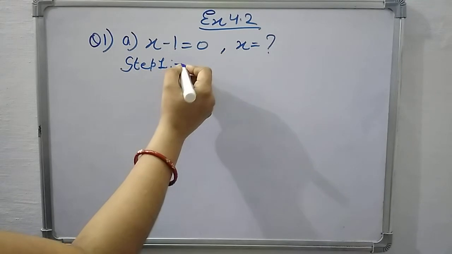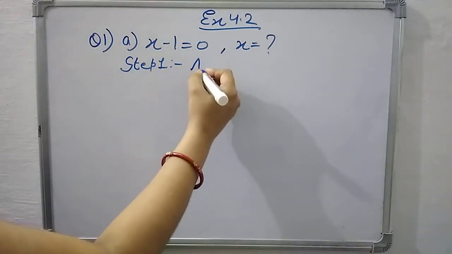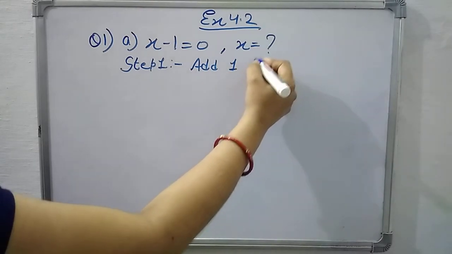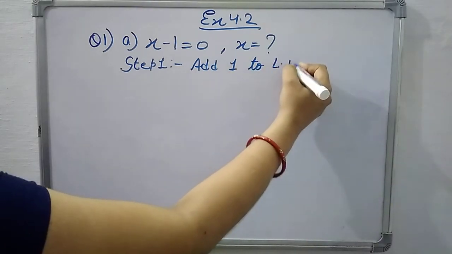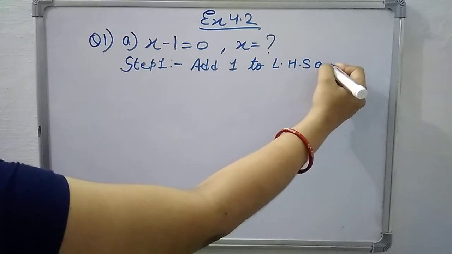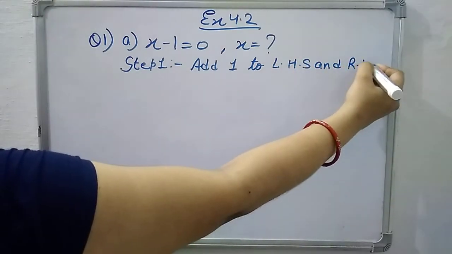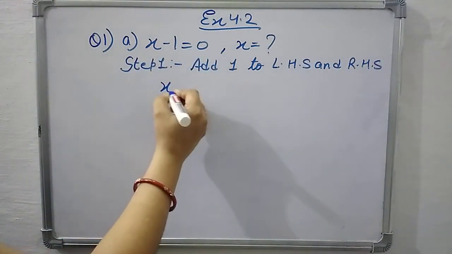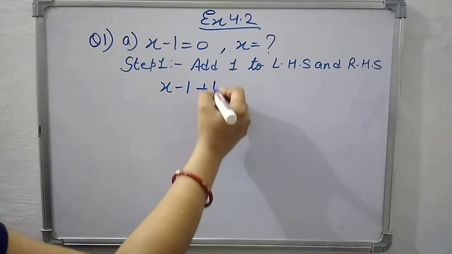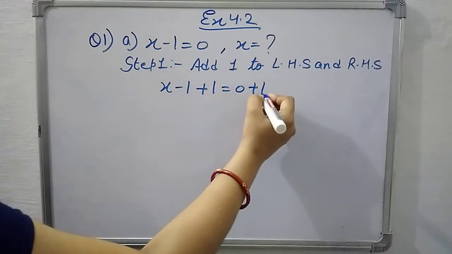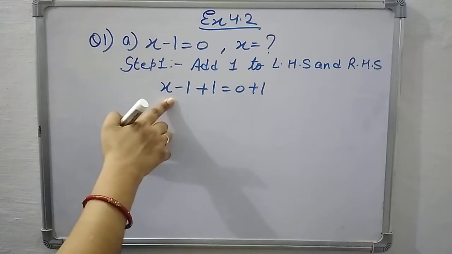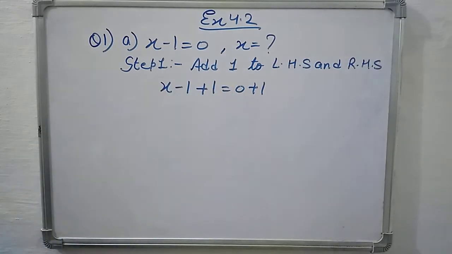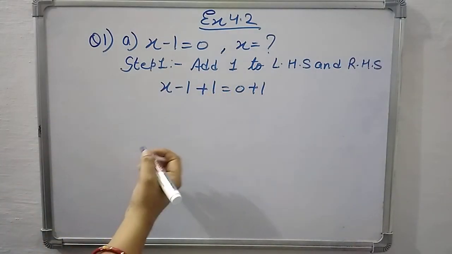1, in which we will add 1 to LHS and RHS of given equation. By doing so, our equation will look like this. This 1 is get added to x minus 1, that is LHS, and to 0, which is RHS. We can solve it.